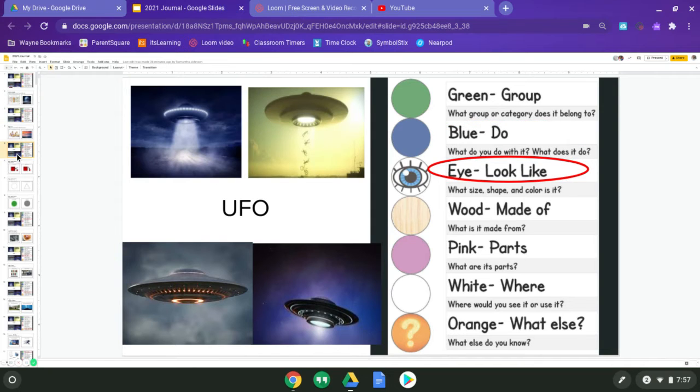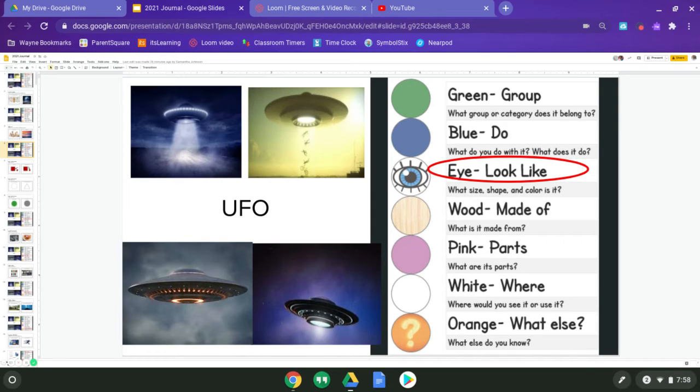All right, you guys, the next one is I, and that is what does it look like? So we need to answer what size, shape, and color is it? Let's start with size. What size is a UFO? Are they huge? Are they small? Are they tiny? Are they big? Are they humongous? Find a word to describe the size of the UFO.